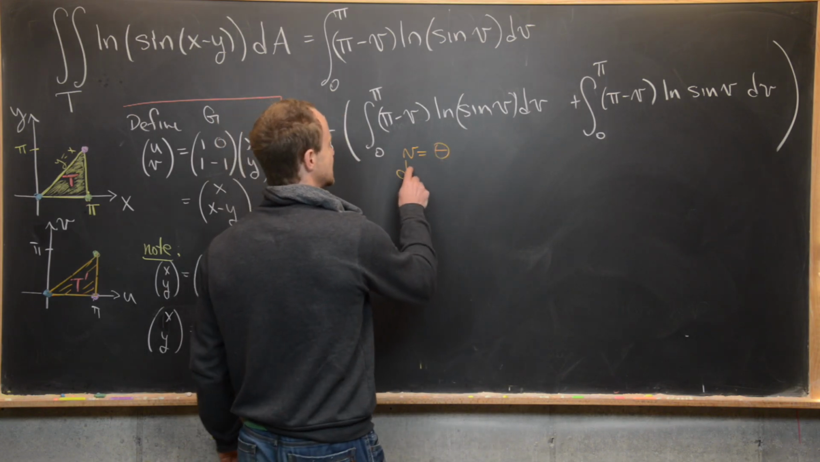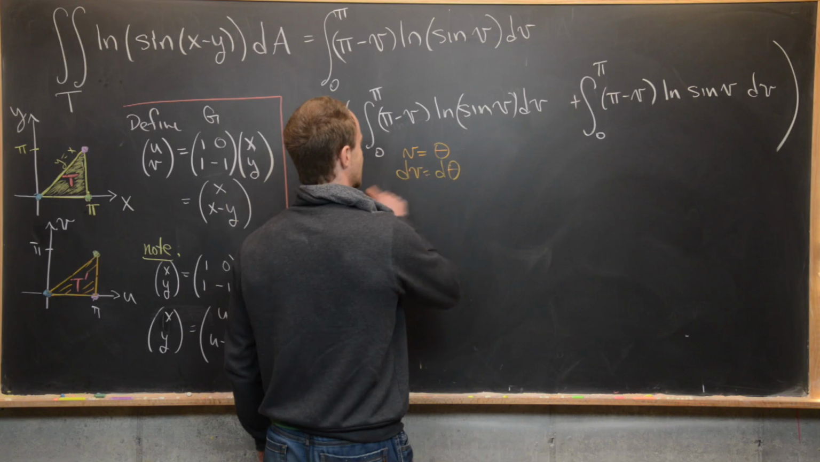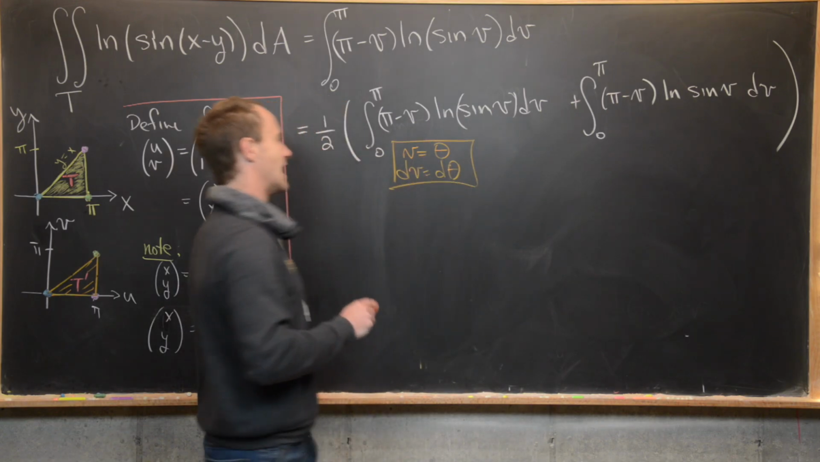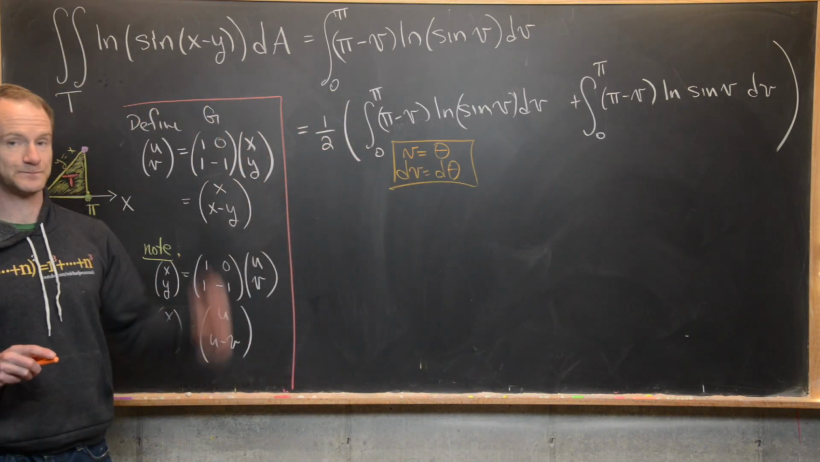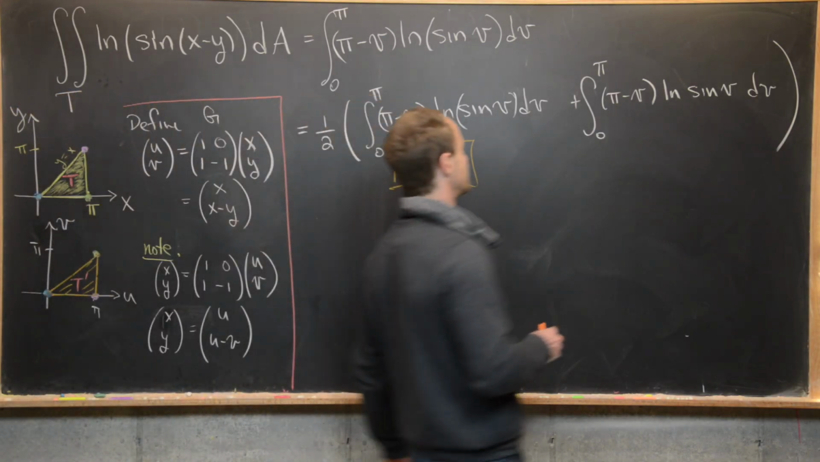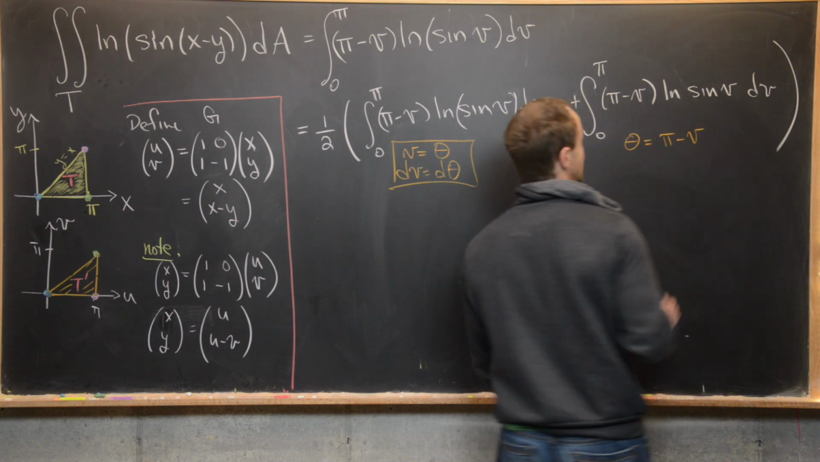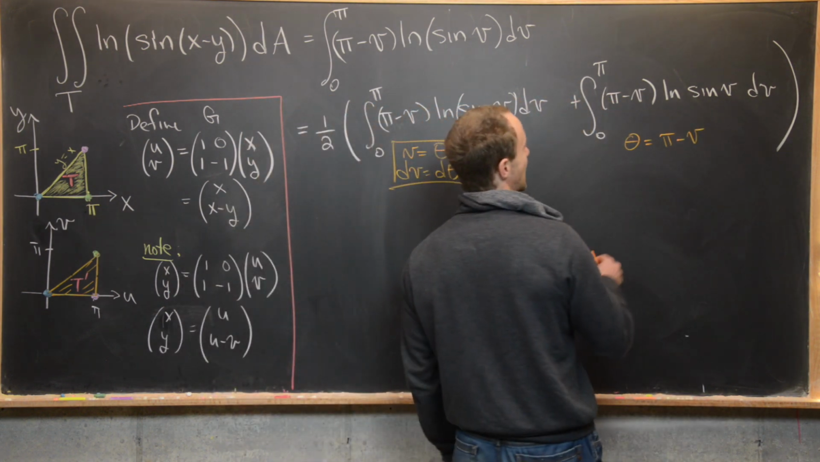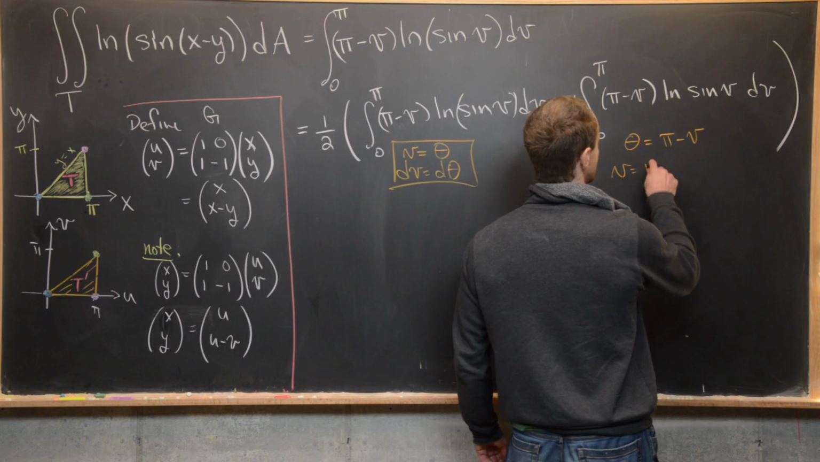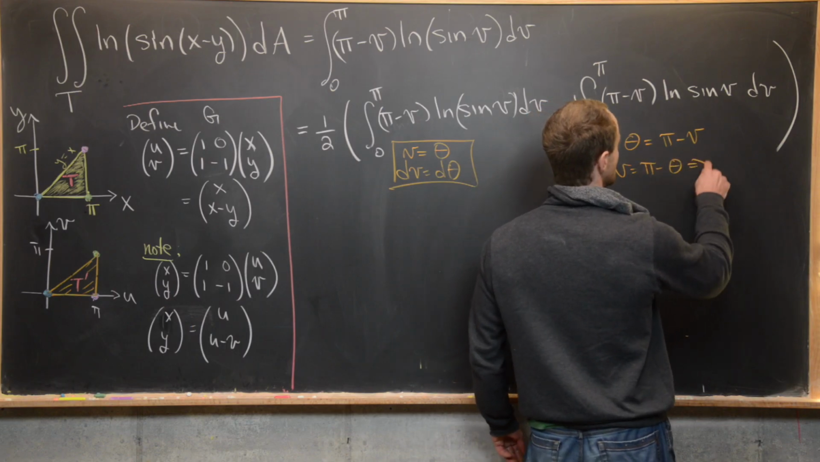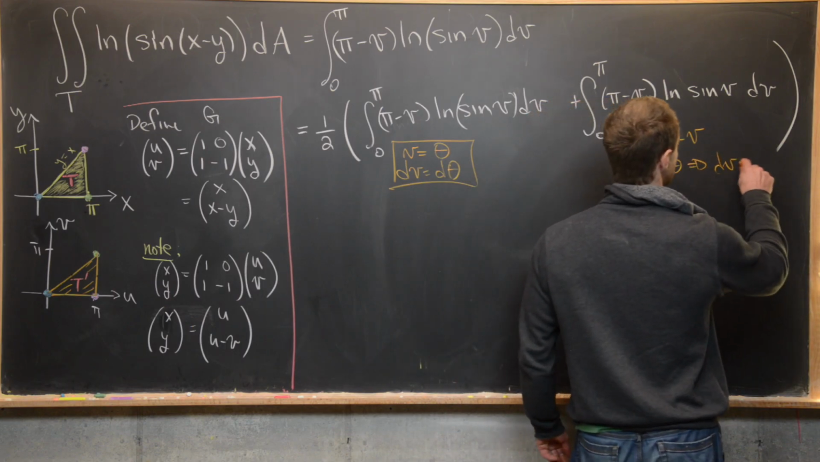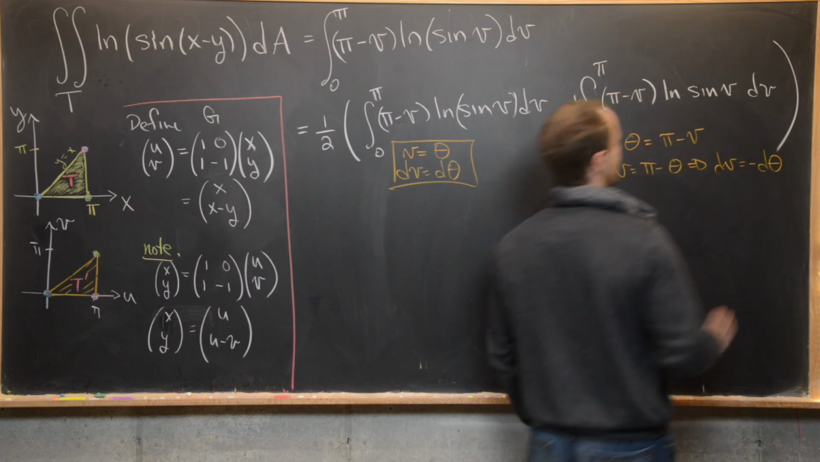But that makes dv equal to d theta. So essentially I'm just replacing every v with a theta there. And over here, I'm gonna set theta equal to pi minus v. But now notice if theta is pi minus v, then v is equal to pi minus theta, which tells me that dv is equal to minus d theta.